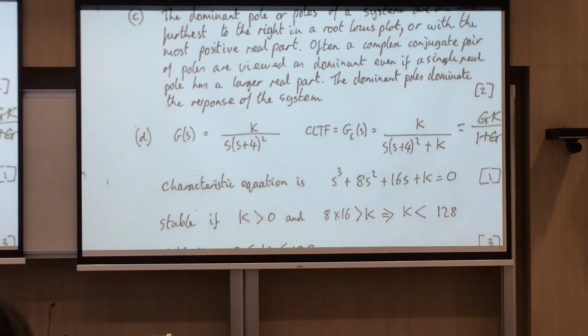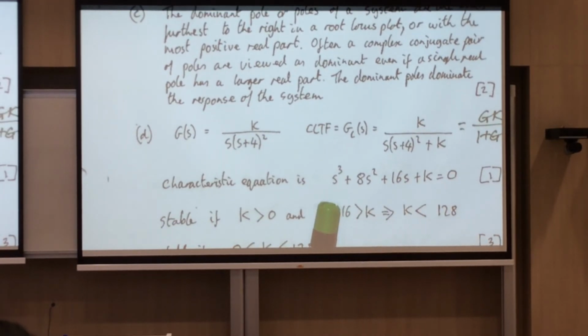From the Routh-Hurwitz stability criterion for the order system, as long as all the coefficients are bigger than 0, meaning K is bigger than 0, and the inner product 8 times 16 is greater than the outer product 1 times 8K, which means that K has to be smaller than 1 over 8. Inner product greater than outer product.